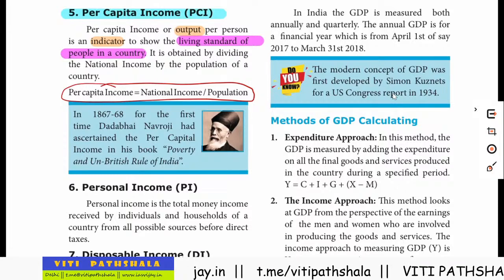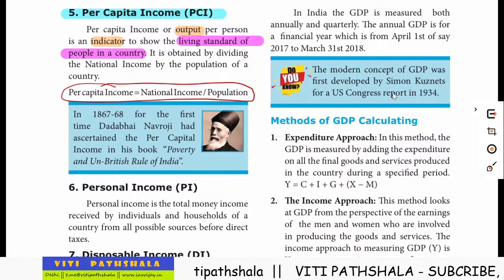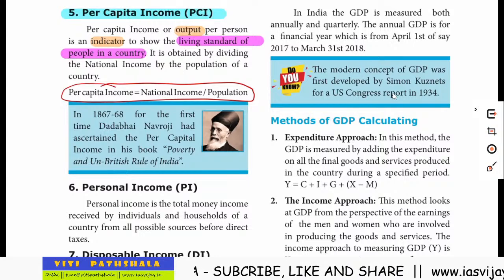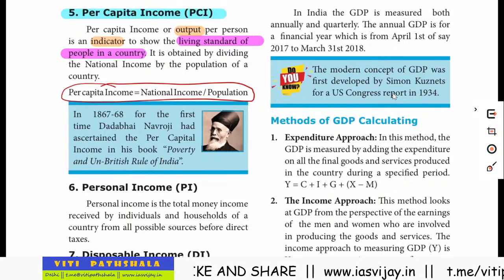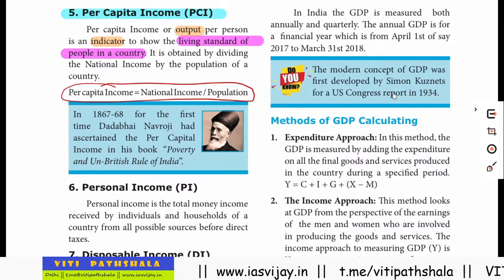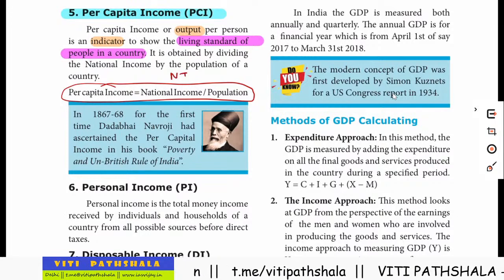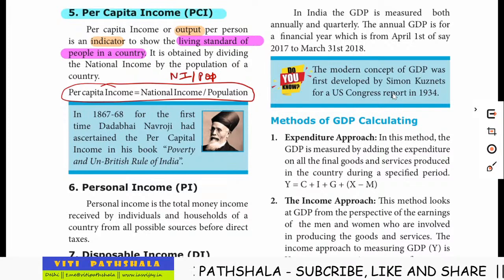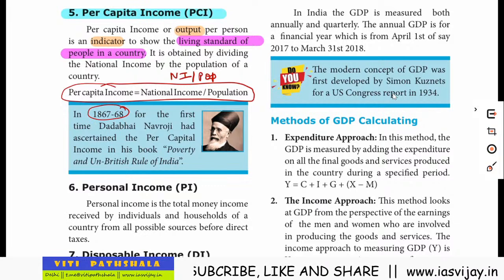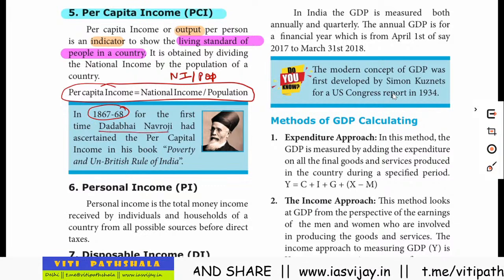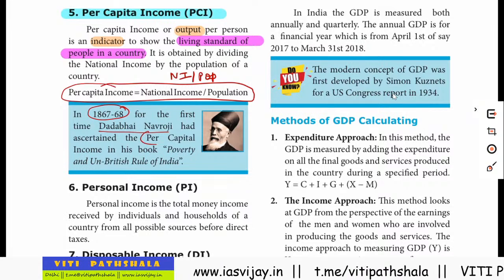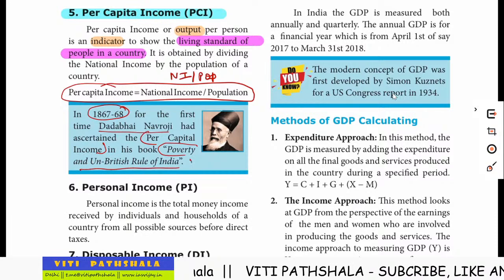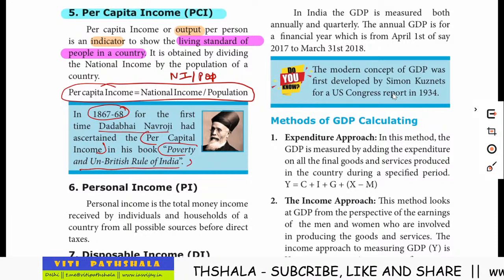Now, per capita income is the indicator that shows you the living standard of the people in a country. How is it obtained? Per capita income is obtained by dividing the national income by the population of the country. In 1867-68, for the first time, Dadabhai Naoroji ascertained the per capita income in his book, and the name of his book was Poverty and Un-British Rule. So remember that.